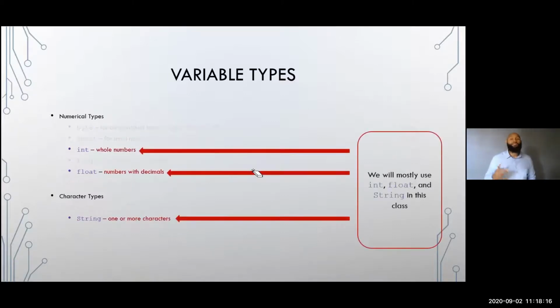In this class, let's simplify it. We'll mostly work with ints, floats, and strings, okay? That's the majority of the variables we'll work with. The other ones are important if you're doing other things, but in this class, those are the three main ones that we're working with.